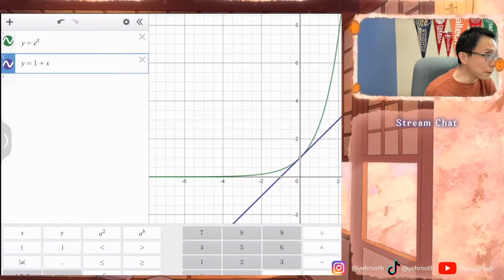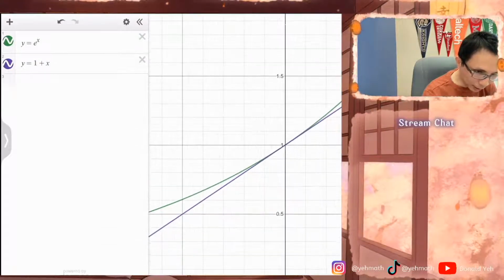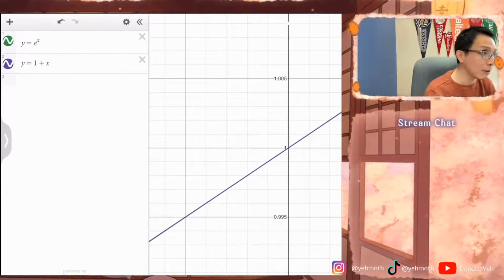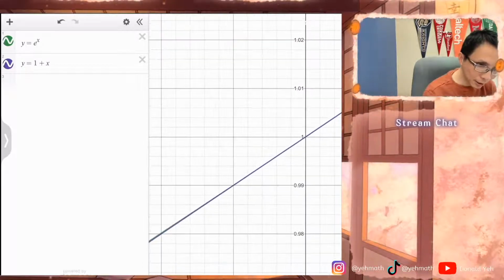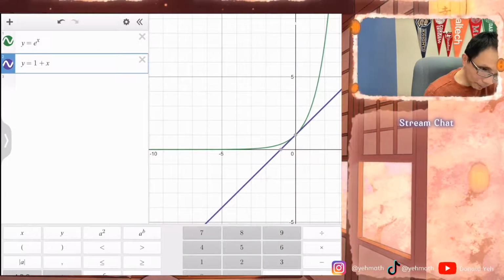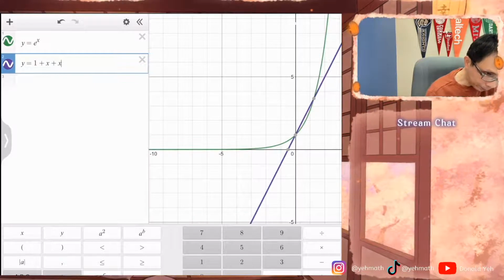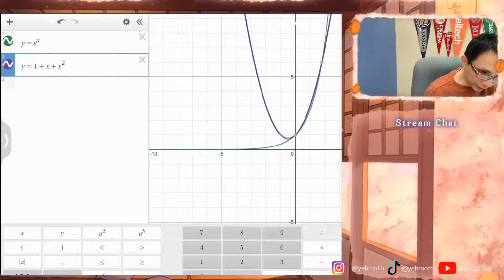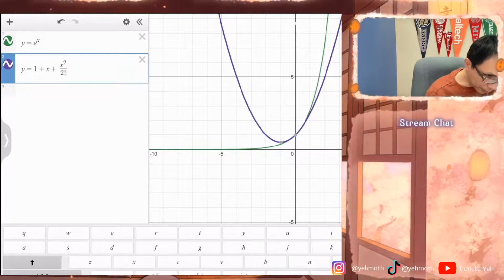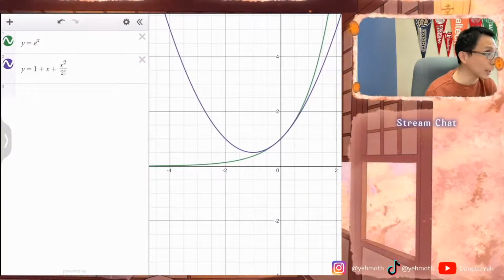At least in the middle part of that region, if you look at the small part here, they are almost identical. Then you say, is it possible if you keep adding a certain type of equation? It actually works. So we're gonna add another term, x squared over 2 factorial. Now you see that the overlapping part starts getting bigger and bigger.